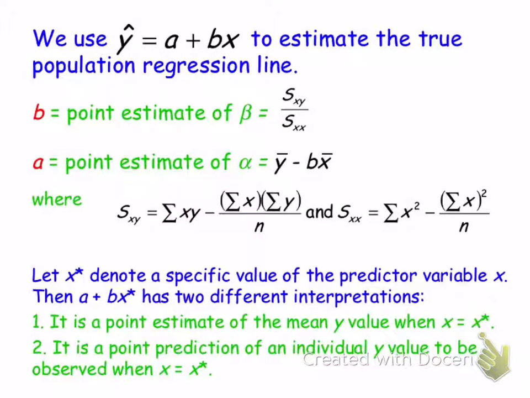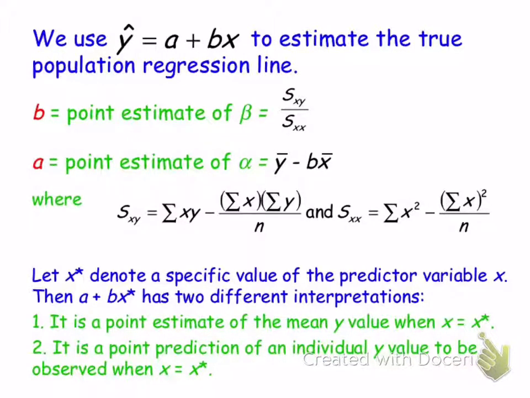So whenever you have your x star, which we're going to say in a minute, x star is your point estimate of the mean y value. So it's at the center, it's your mean y value, it is your point estimate, which is your average. It's also a prediction of the individual y value when x equals x star, kind of like a t star or z star type of thing.